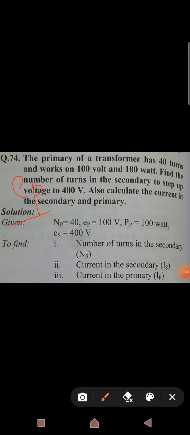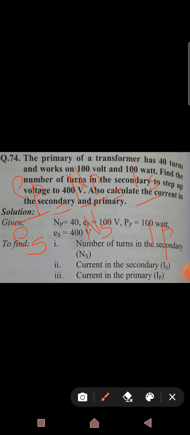What is the Es? EMF of secondary. Np is the number of turns of primary, and Ns is the number of turns of secondary. Remember, E and P have the same notation. Now here, when we are taking the current, Is upon Ip you can take. Ip is the current of primary and Is is the current of secondary. So this is the equation.